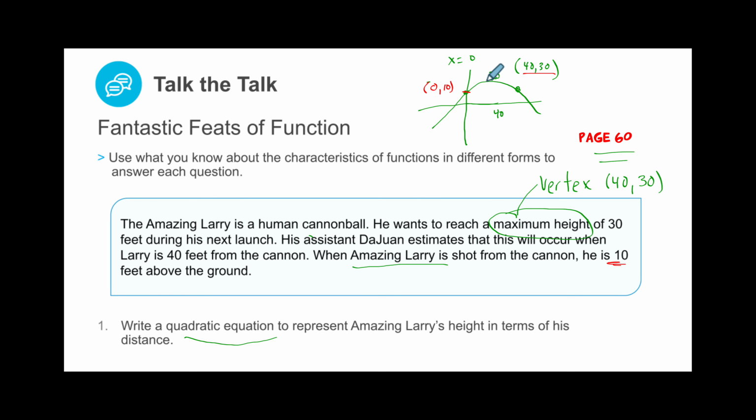Now, remember the vertex is right in the middle of this thing. How far is it from 0? Is it (40, 30)? It is 40 units. What are we talking, feet? Yeah, it's 40 feet from 0.